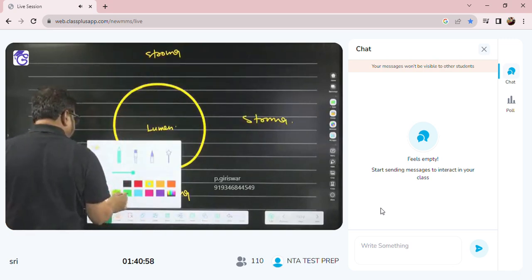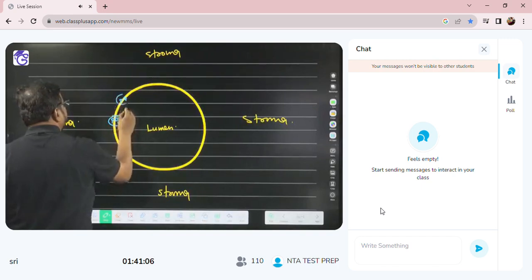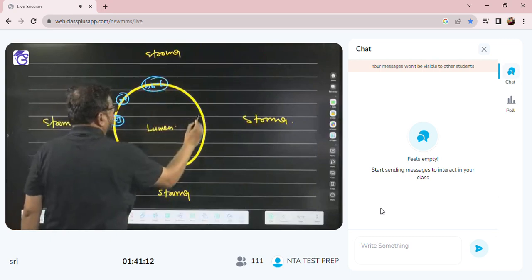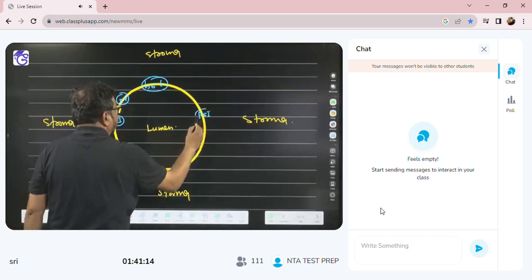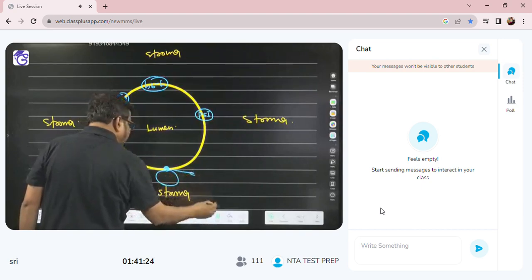Circle is membrane. Now in this membrane, who is there? PS2, PQ, B6F, PS1. And in this membrane also one thing is there, ATP synthase. So here it is CF0. In this membrane a protein is there, that is called CF0.